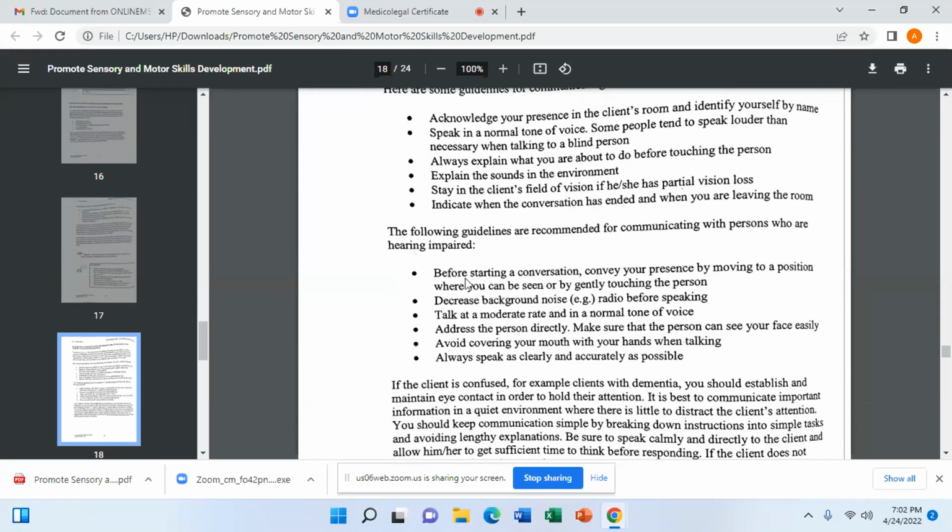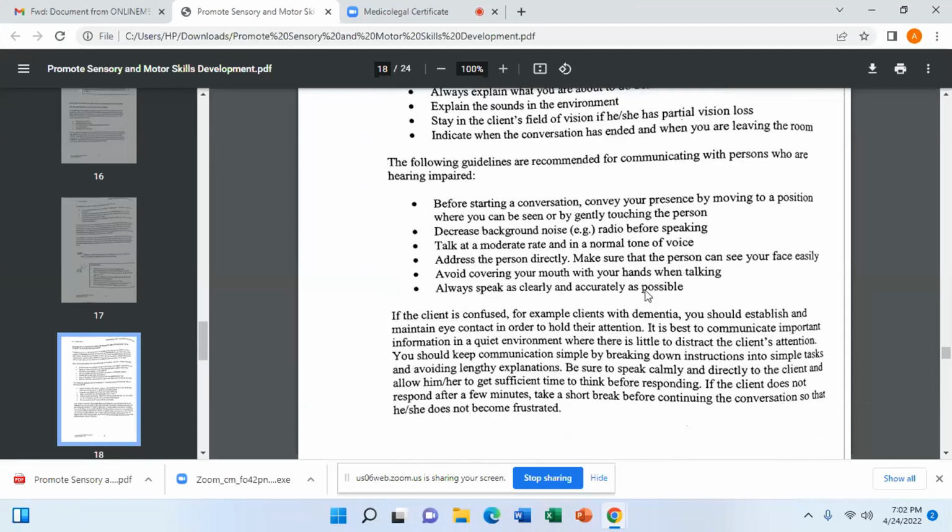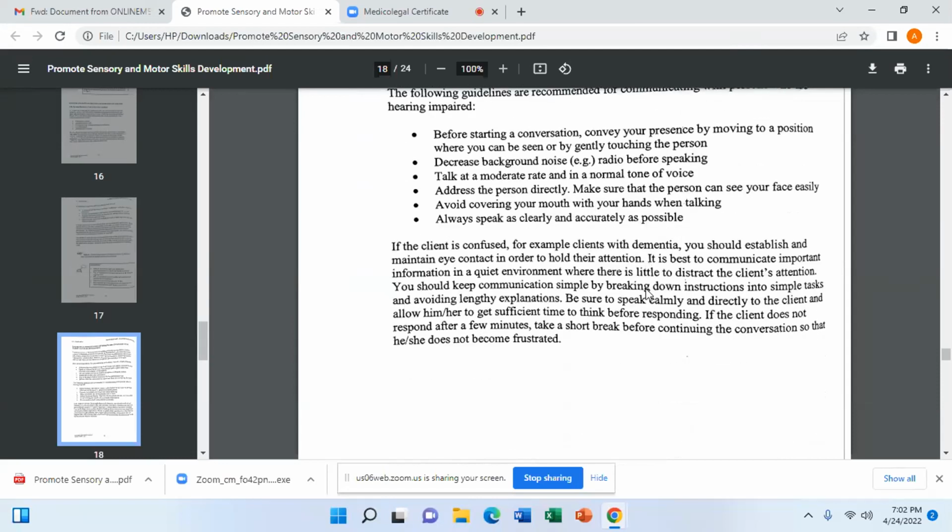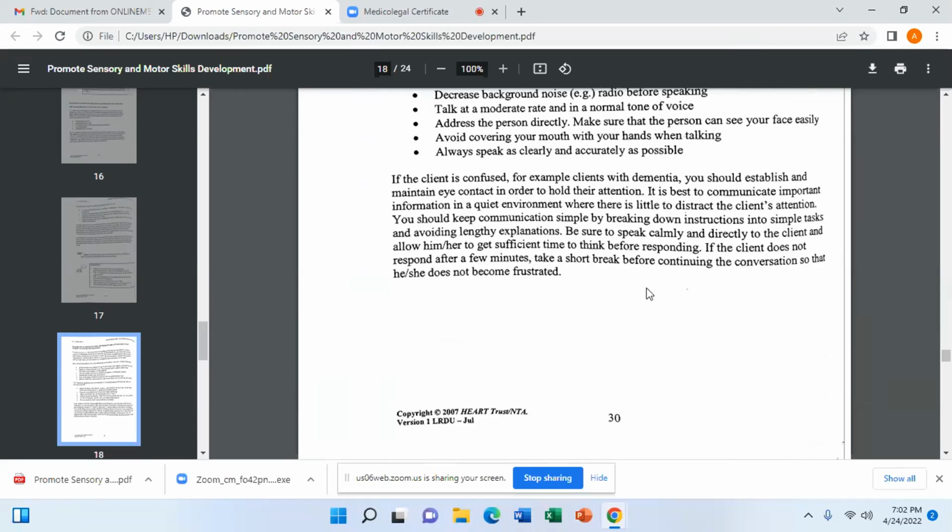For persons who are hearing impaired, before starting a conversation, you need to convey your presence by moving to a position where you can be seen, decrease background noise, talk at a moderate rate and in a normal tone of voice, and address the person directly, and make sure that they can see you, right? And avoid covering your mouth with your hands when talking, and always speak as clearly and accurately to the person.